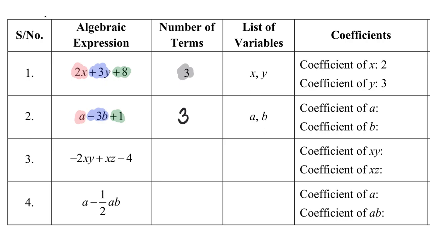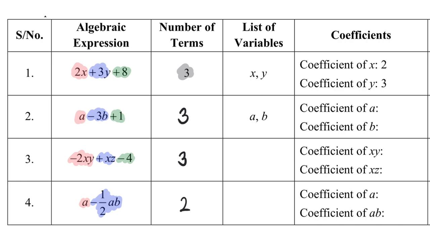Continue. Negative 2xy is one term. Xz positive is one term. Negative 4 is another term. So again, this one would have 3 terms. And for the last row, a is one term. Negative half ab is another term. So this one we will have 2 terms.